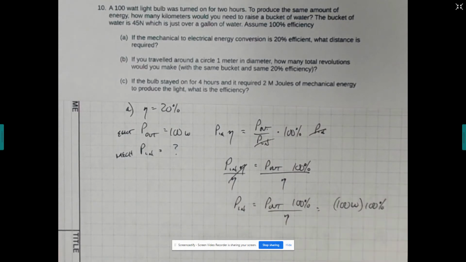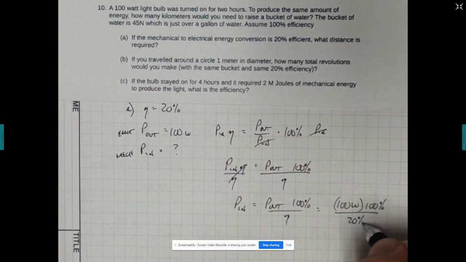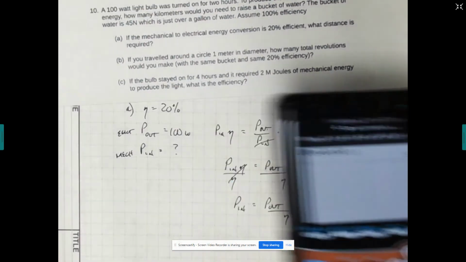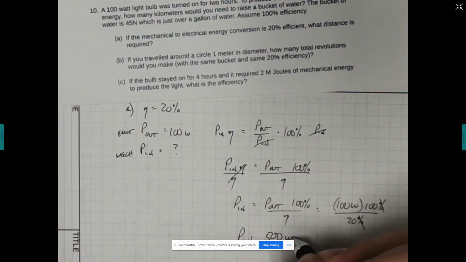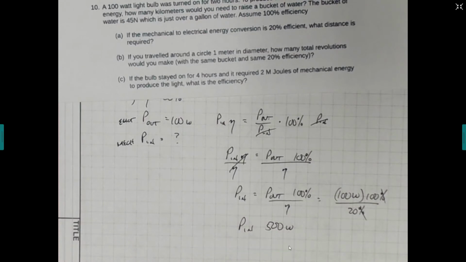We have 100% over here. And then the efficiency was the 20% that they told us in the problem. And so now if we do all that, we're going to have 100 times 100, divided by 20, because the percentages go away. And we end up with 500 watts. So the power in is 500 watts. All right, now it says, what is the distance required?